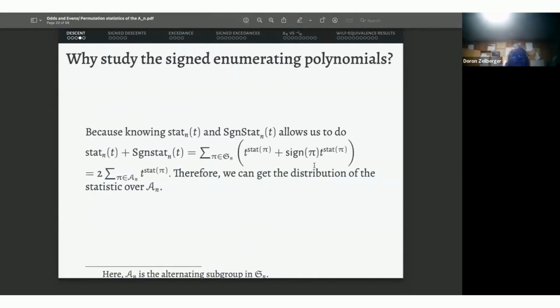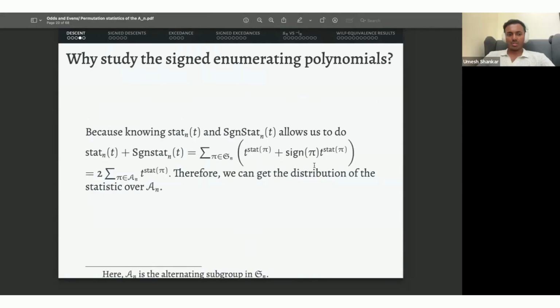So why do we want to study the signed enumerating polynomial? Because if we know the distribution of the statistic over the symmetric group, and we additionally know the signed variant, then adding those two will just give us 2 times the distribution of the statistic over the alternating subgroup. So this is one way in which we can get the distribution of a statistic over the alternating subgroup.